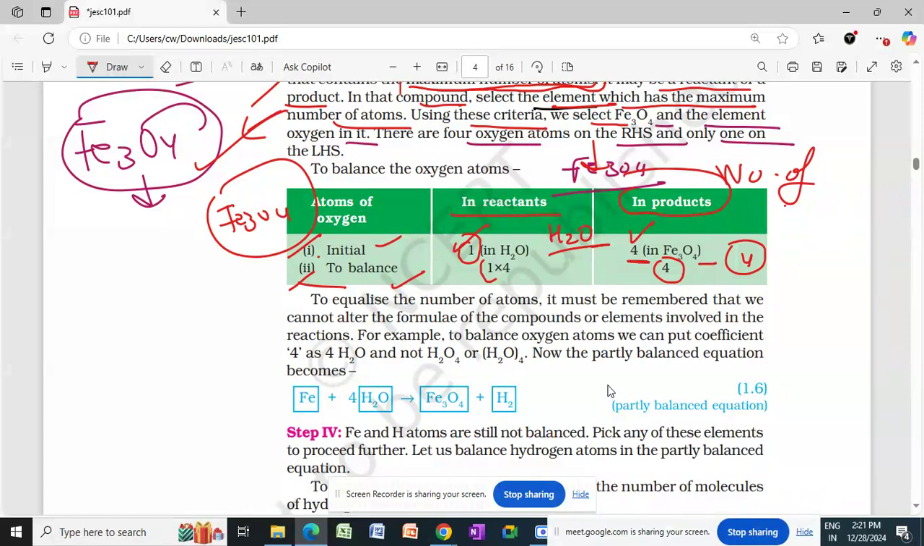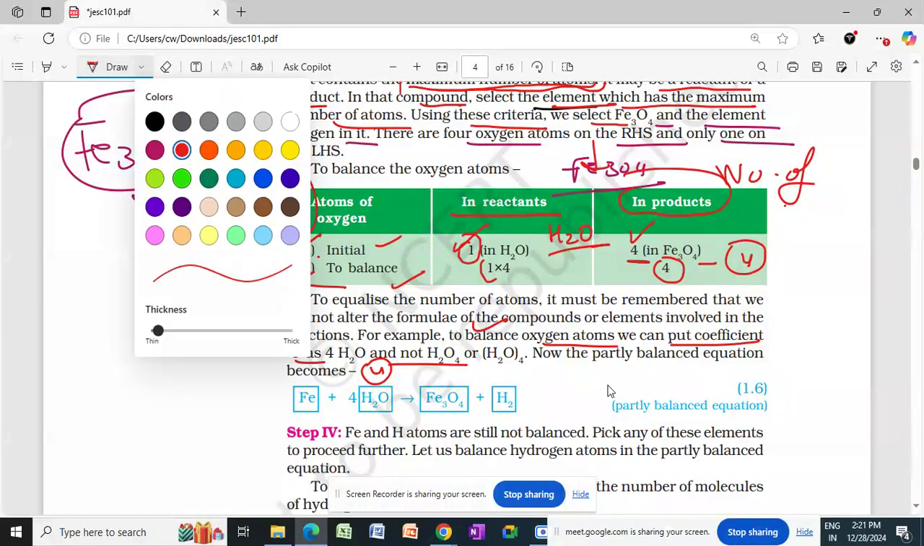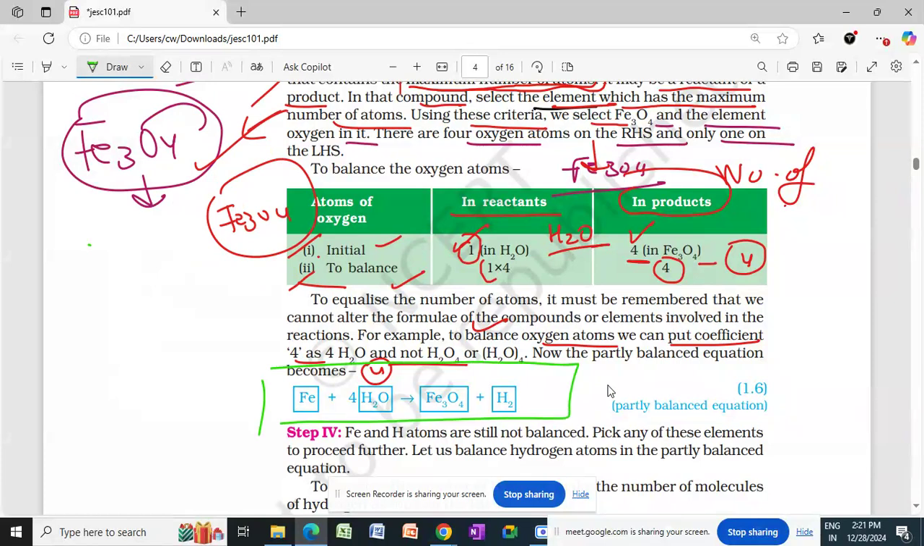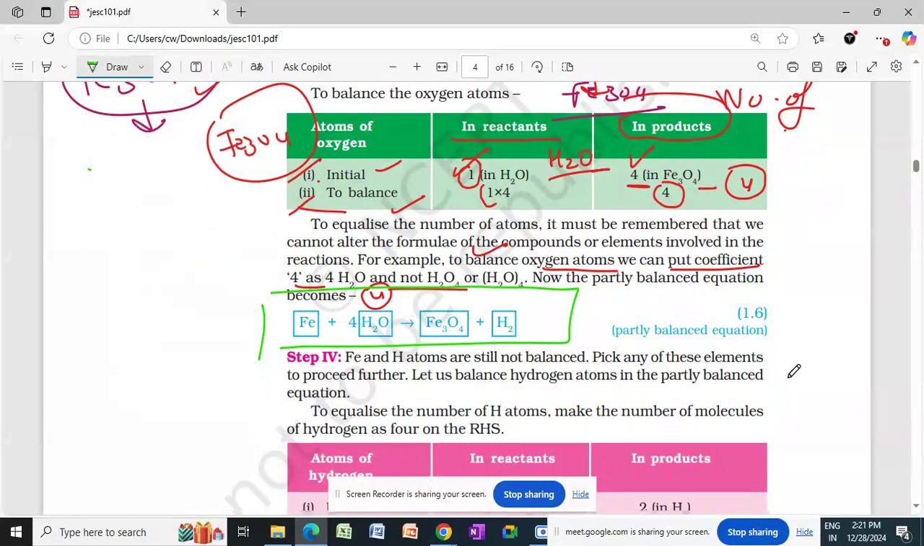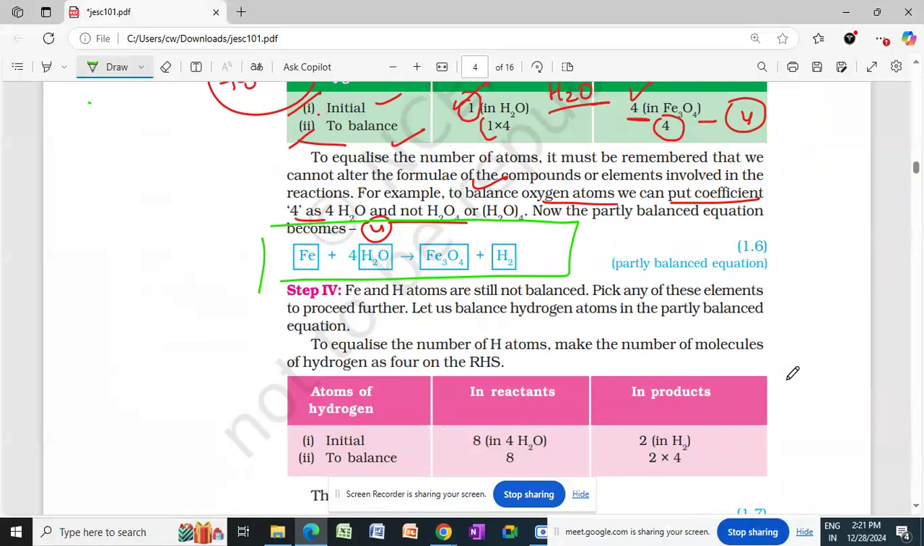So simply see here, now you will get more clarity. To balance the oxygen atoms, we can put coefficient 4 as 4H2O and not H2O4. Simply what I did here, I multiplied with 4. Getting my point? So in that case, is this balanced? Check it once. Not yet. This is a partially balanced equation. Of course, here our oxygen is balanced, but other atoms we also need to balance. Iron and hydrogen are still not balanced.